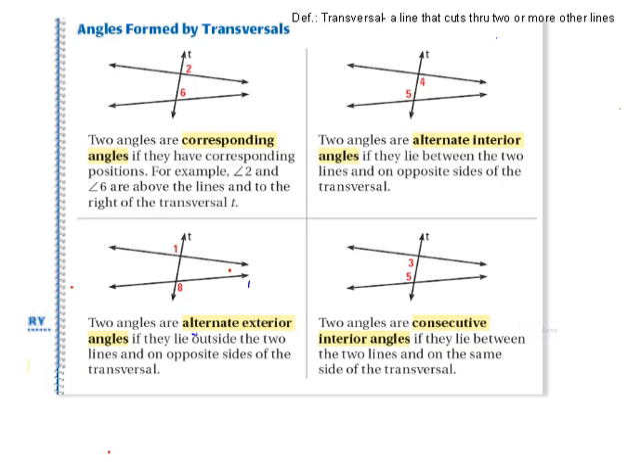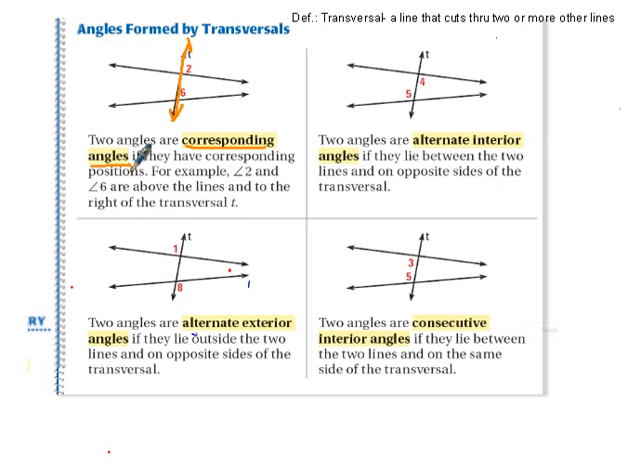Next, we're going to talk about angles formed by transversals. First of all, a transversal is a line that cuts through two or more other lines. So in this diagram, this line T is our transversal. So we have four different angle pairs to talk about. Two angles are corresponding angles if they have corresponding positions.